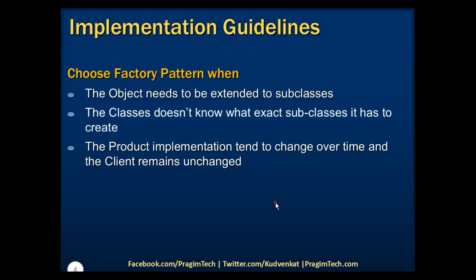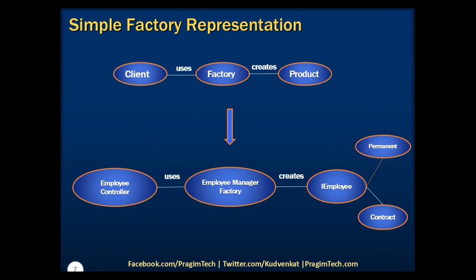Now let's switch to the other diagram. From the illustrated diagram, the client, which is the employee controller in our case, uses the factory, which is the employee manager factory, and creates the respective products, which in our case are contract and permanent employee manager, through the interface IEmployeeManager. Hence we can say that we have achieved a simple factory implementation. In the next session, we will discuss how we can enhance this simple factory to a factory method pattern.